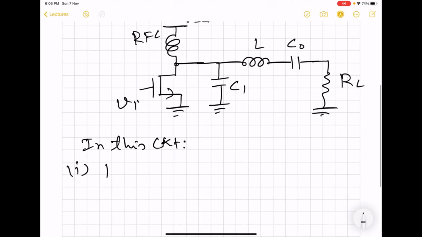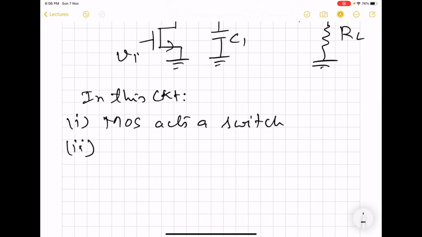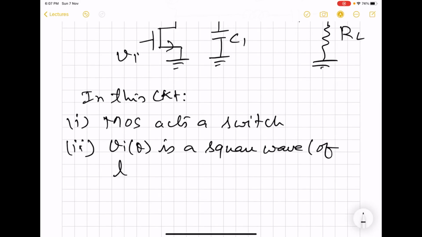So this is a Class C power amplifier circuit, and in this circuit, the MOS acts as a switch. So we have seen that switch-based power amplifier, ideally, for example, Class D, has 100% efficiency because ideal switch does not consume any power. And since MOS is intended to act as a switch, so this input voltage is a square wave of obviously large amplitude.